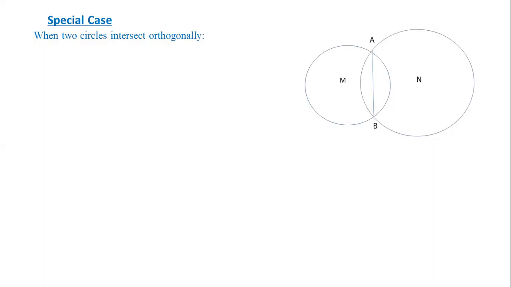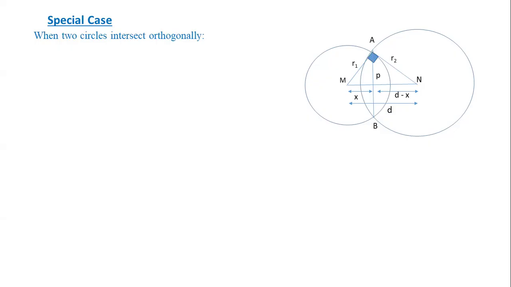I won't explain much again. I'll go faster. D is the distance between the two centers. MP is X, PN is D minus X. This is R1, the radius of the first circle. This is R2, the radius of the second circle. And these two are perpendicular to each other.